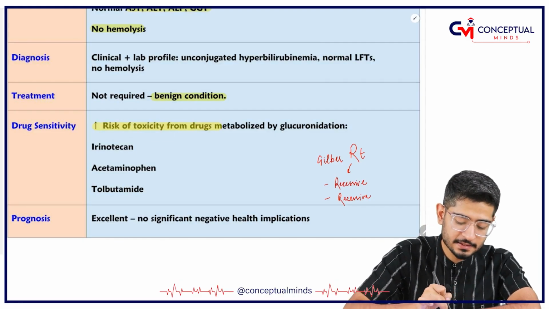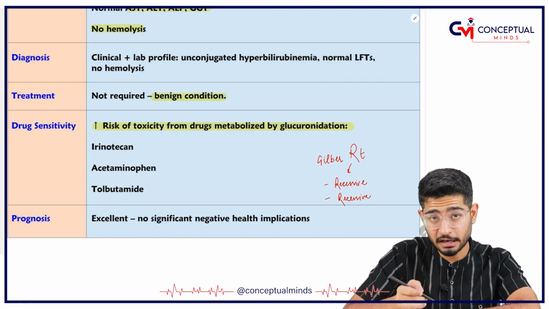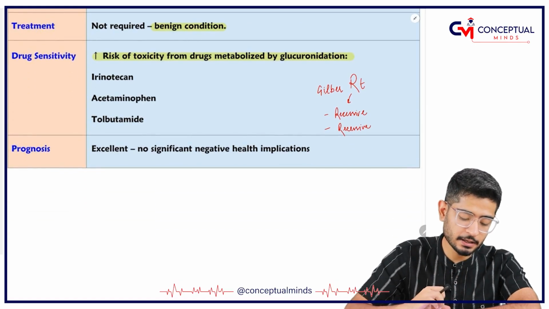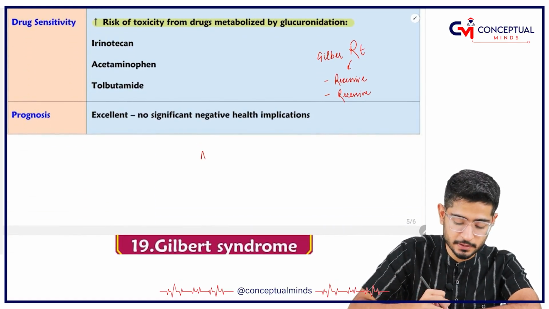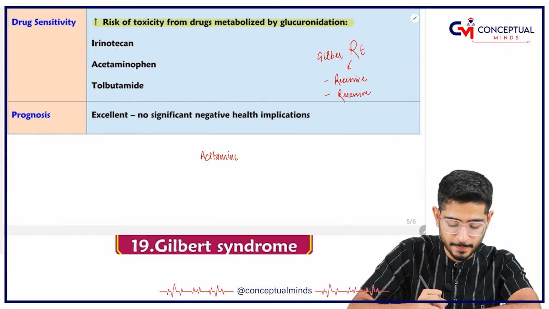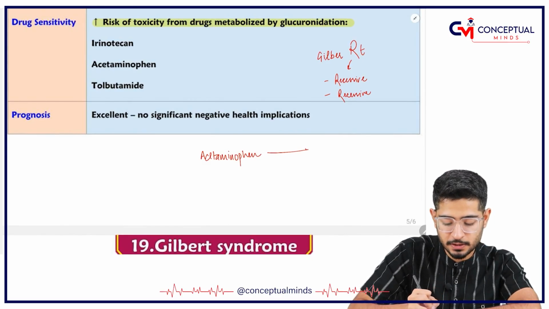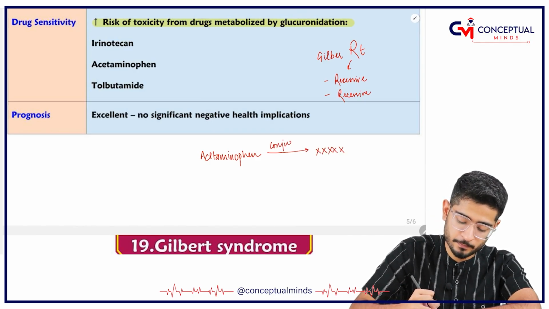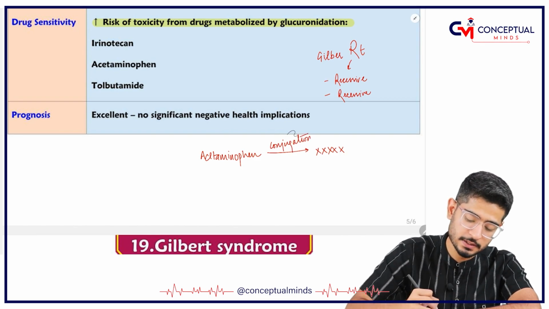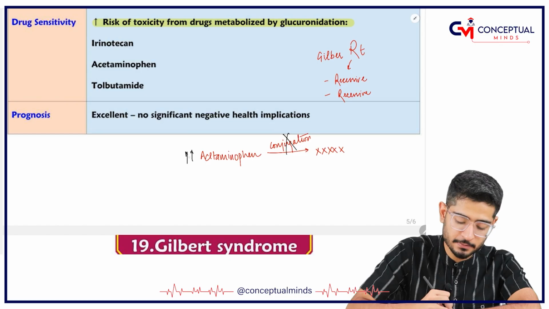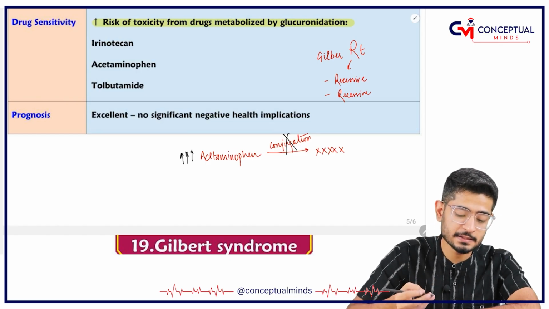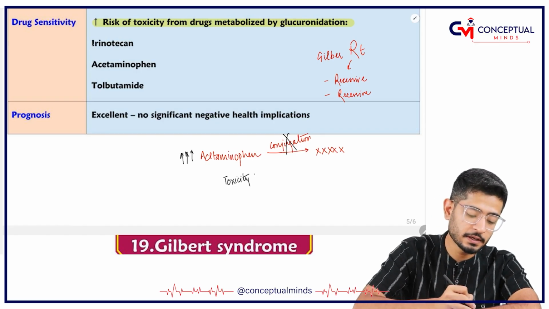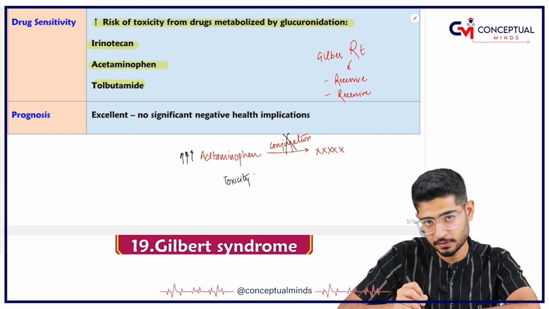There is an increased risk of toxicity from drugs which are metabolized by glucuronidation. For example, I give you an example of acetaminophen. Acetaminophen is actually degraded with the help of conjugation. So if the conjugation enzyme is not working, the levels of acetaminophen are going to increase, and this is something which we call toxicity of the drug. So it is responsible for toxicity. Similarly, irinotecan is also going to be the same.